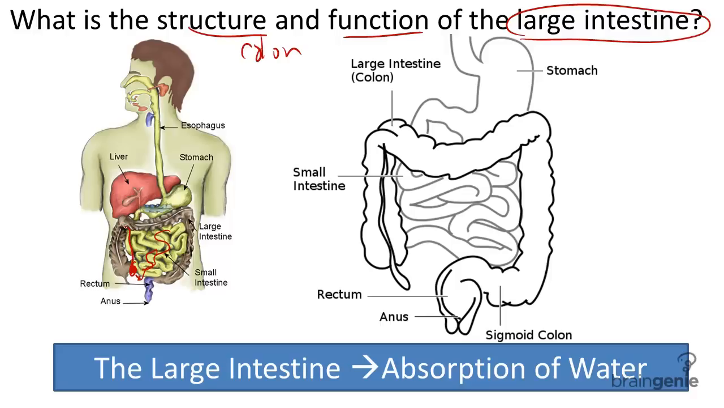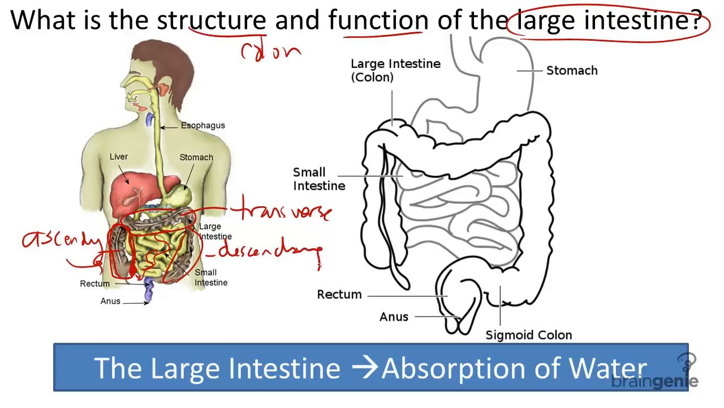So the first part of the large intestine is called the ascending colon. The second part is the transverse colon. And the third part is called the descending colon because it descends into the rectum. And here's the rectum right here.